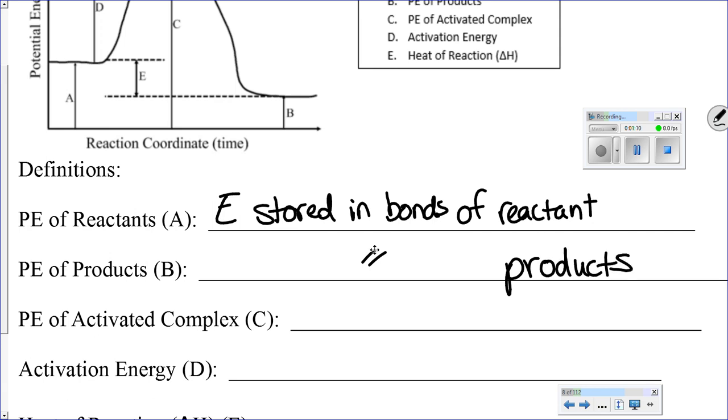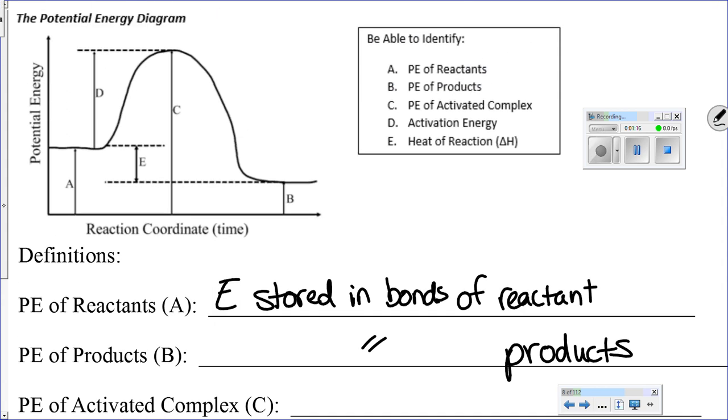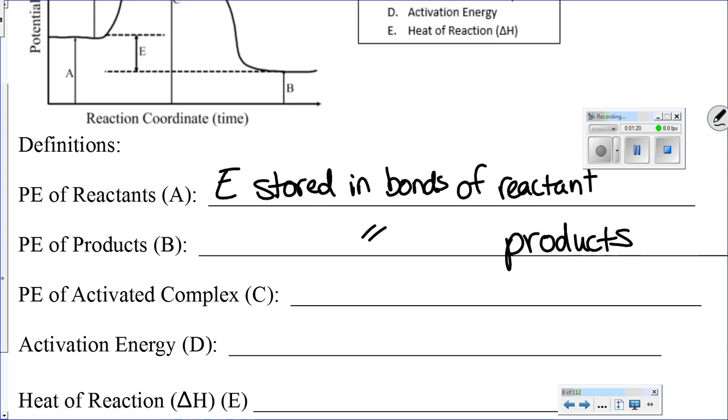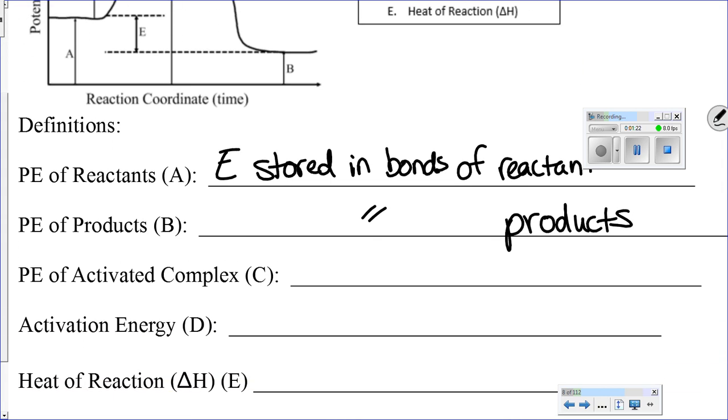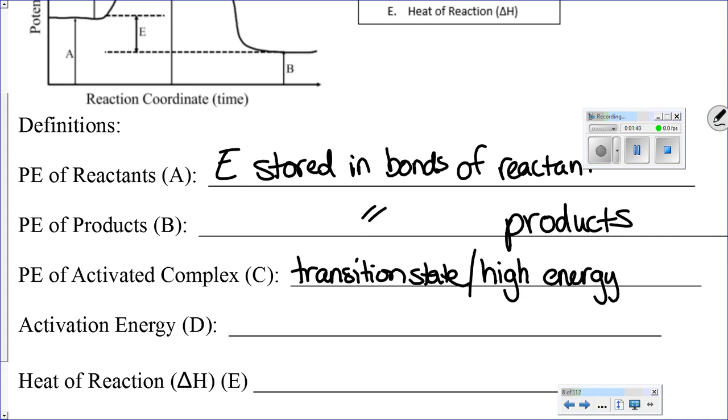In the middle, we have this high energy thing called an activated complex. Sometimes that's also called a transition state. And what this is, it's a high energy intermediate where things have been rearranged a little bit, some bonds have been broken, but our products have not formed yet. So our activated complex can also be called the transition state, or the high energy intermediate.